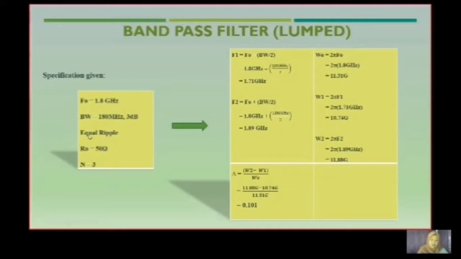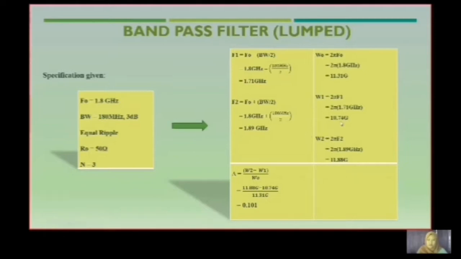The specification given, we just need to develop this specification to find the lower cut-off frequency, which is F1, that equals 1.71 gigahertz, and upper cut-off frequency, which is F2, that equals 1.89 gigahertz. After that, we need to find omega naught, omega 1, omega 2 by developing the basic formula to find omega, which is 2 pi f.